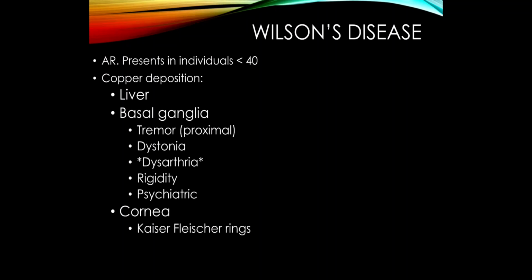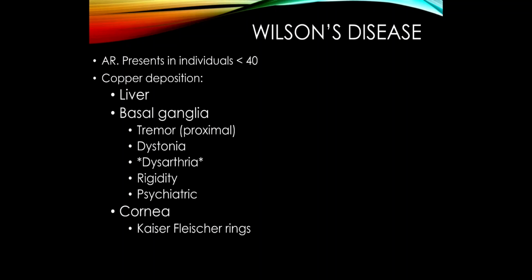And so this is a condition of abnormal copper deposition in one of three places: the liver, the basal ganglia, or the cornea. And so patients may first present with Wilson's because of some liver changes and they're seeing a GI doctor, or it may present with more of a neurologic psychiatric manifestation.